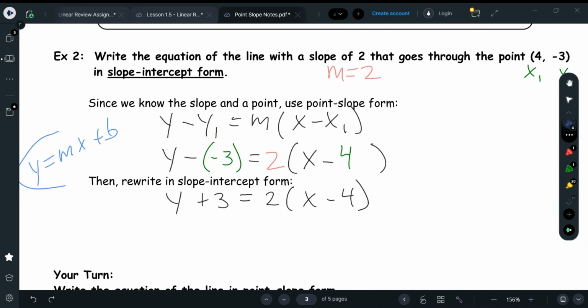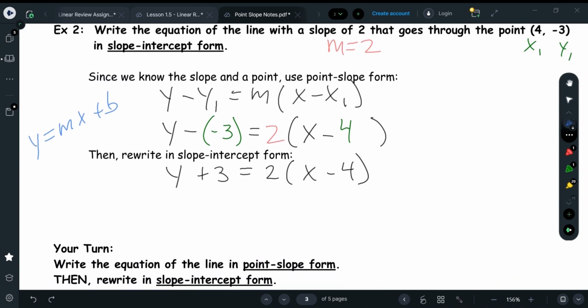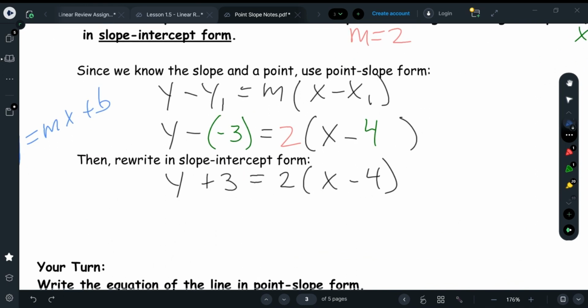Well, notice here, the y is all by itself on the left side of the equal sign. So that's one thing that we want to get. Also notice that here we've got parentheses, over here we don't. So we're going to do a couple algebra moves that's going to change this form into slope intercept. This is the first thing we're going to want to do here.